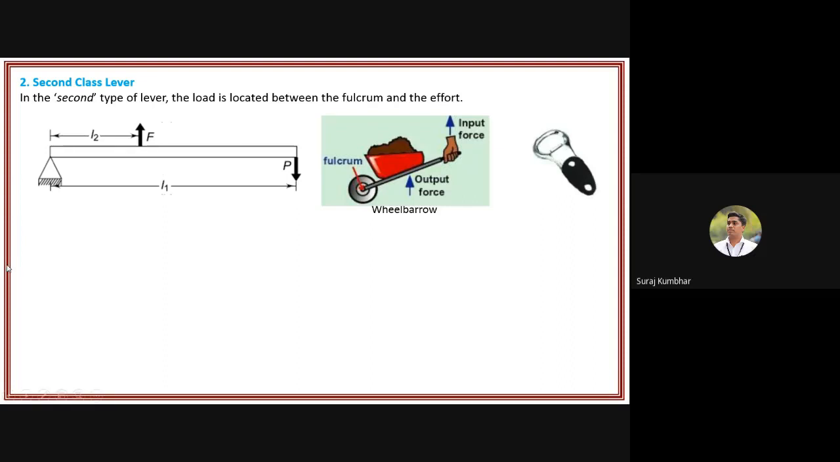Now the next is the effort arm. In this case, the effort arm L1 is always more than the load arm. Here you can see in the diagram as well, L1 is greater than L2. And the mechanical advantage is more than 1 because L1 is greater than L2, as the numerator is greater than the denominator.